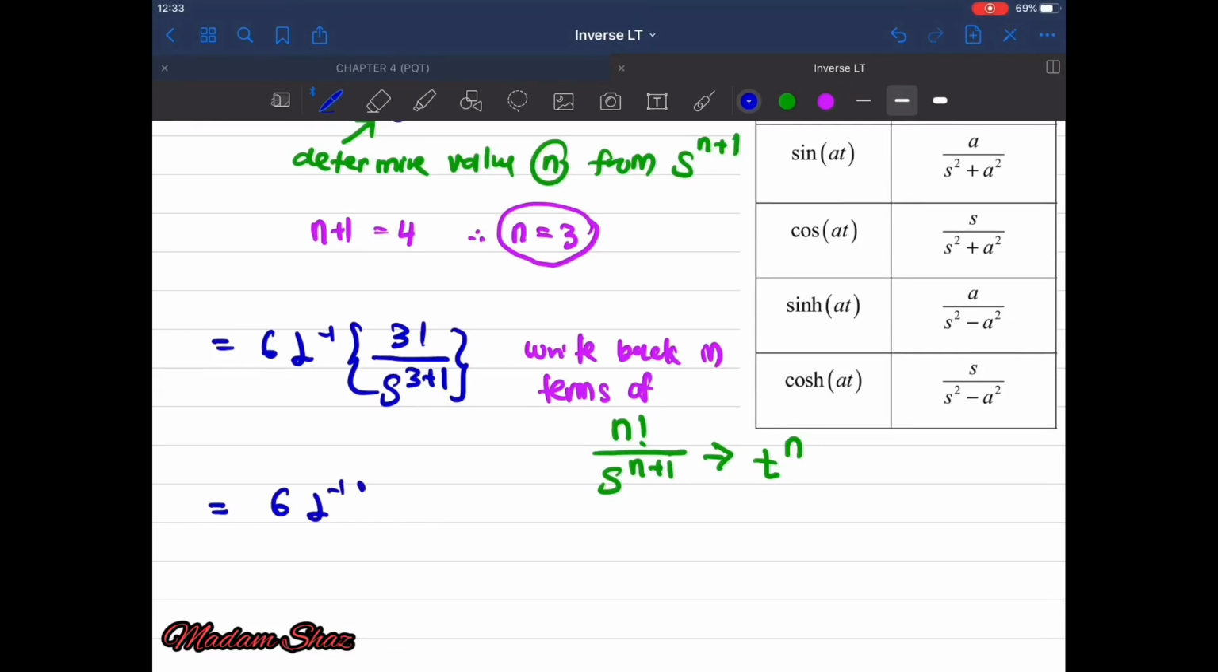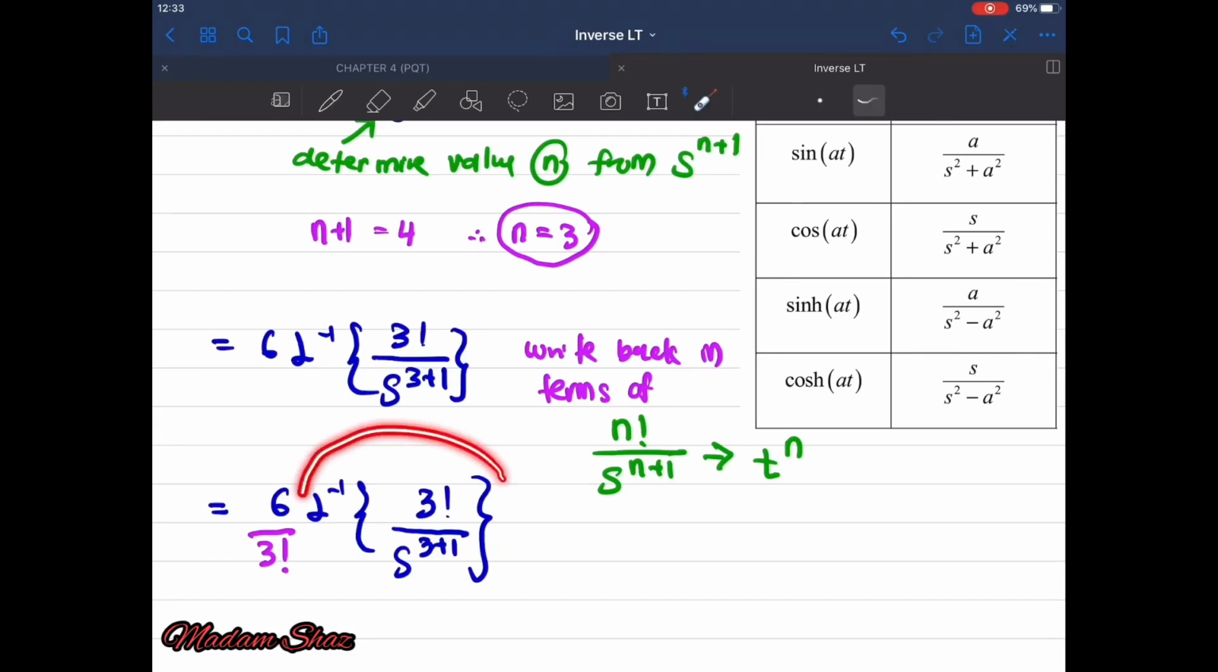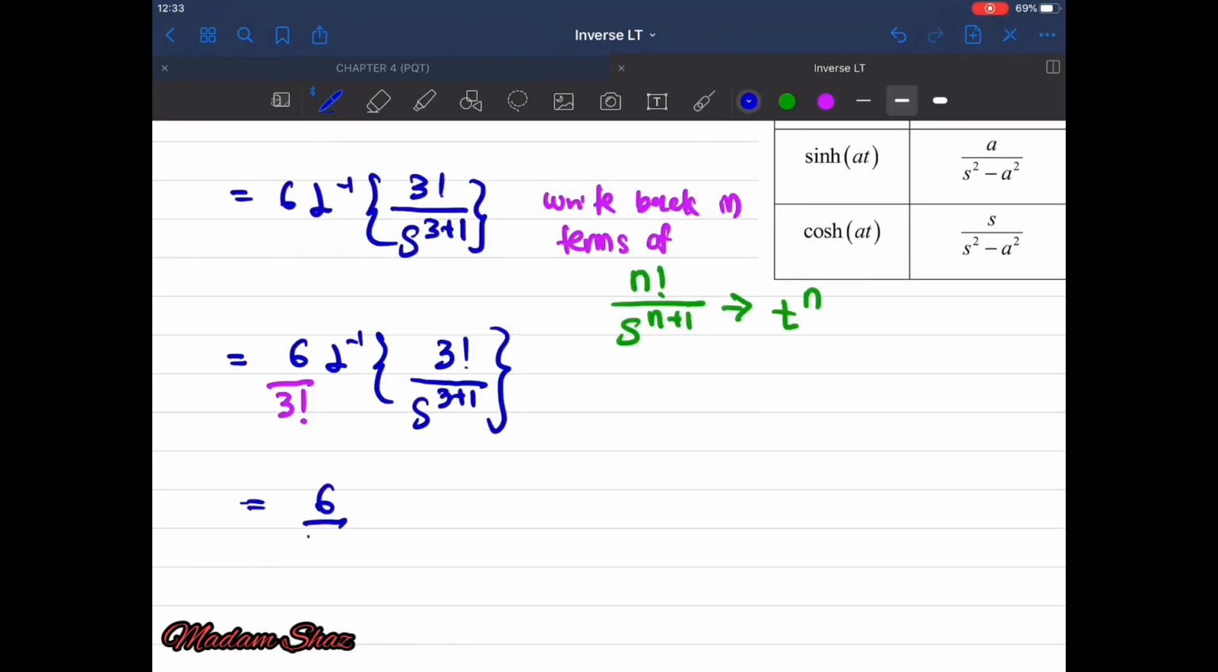6 Laplace inverse of 3 factorial over s to the power of 3 plus 1, and you have to divide back with the 3 factorial. So Laplace inverse of 3 factorial over s to the power of 3 plus 1 will become t to the power of n. So this one will become t to the power of 3. 6 over 3 factorial multiplied by t to the power of 3. Now you have to simplify. 6 over 3 factorial will become 1. So our answer is t to the power of 3.